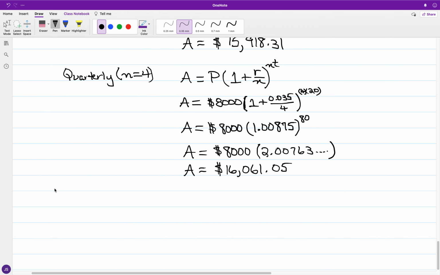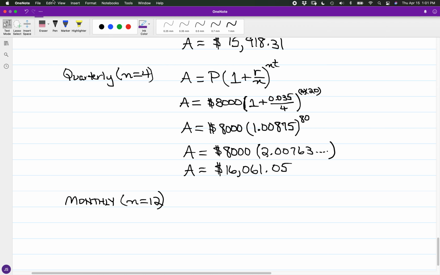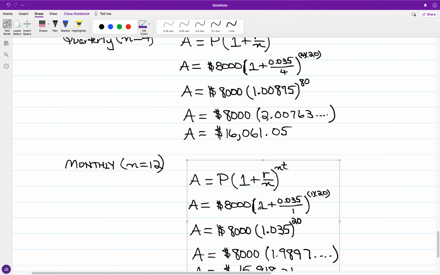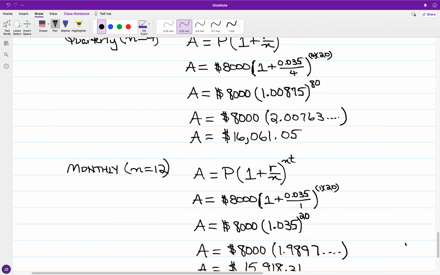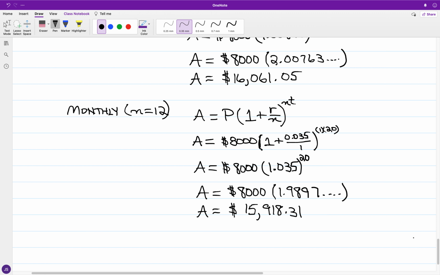And if we go out to monthly compounding, again, it's the same formula, but where n has changed. This time we went from annual at 1 to quarterly at 4. Now with monthly, with n at 12. So the sum is still going to be getting smaller as the power gets larger.